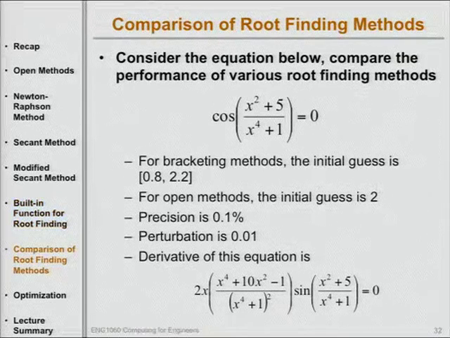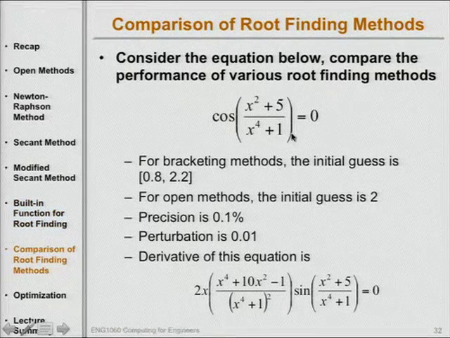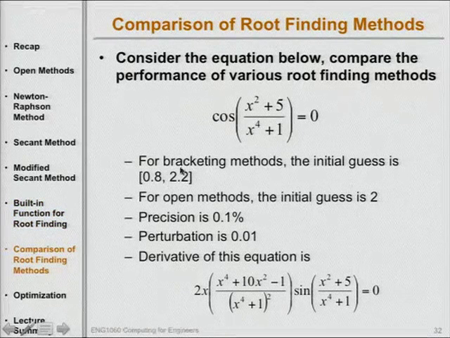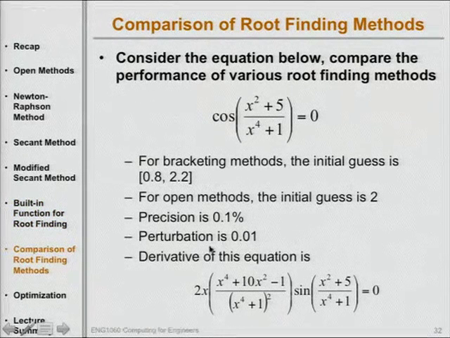Yeah, let's have a look at this example here. What we're just going to have a look at here is comparing root finding methods for this particular equation here, cos of x squared plus 5 divided by x to the 4th plus 1. Okay, we choose an initial guess for bracketing methods in this range here. For open methods, we choose a value of 2. We want a precision of 0.1%. And perturbation here is 0.01. That's the delta that we're using in the modified secant method.